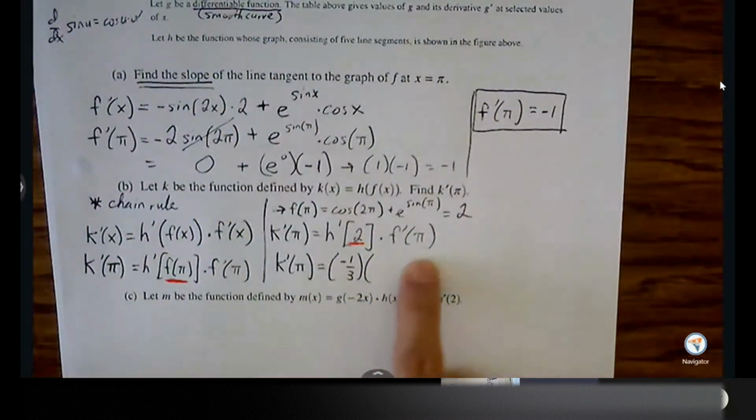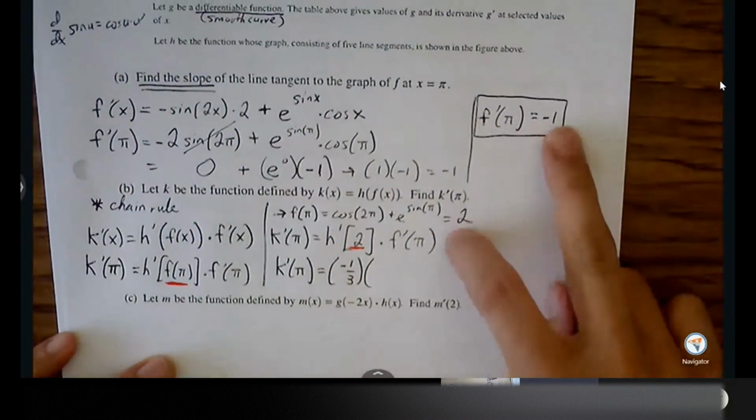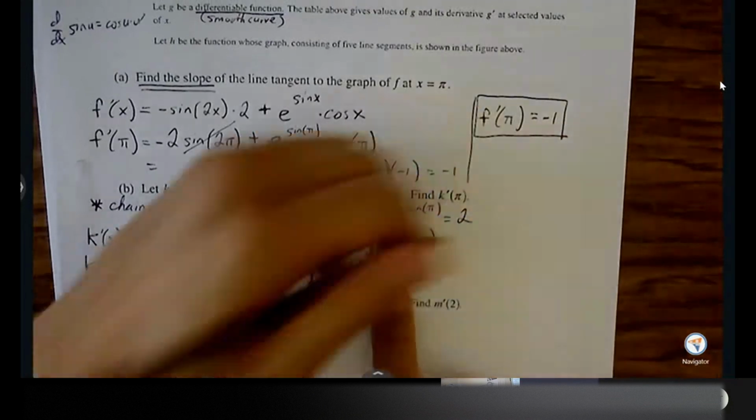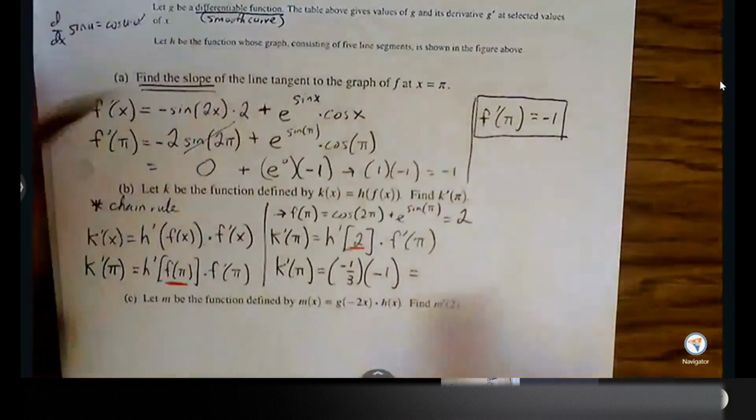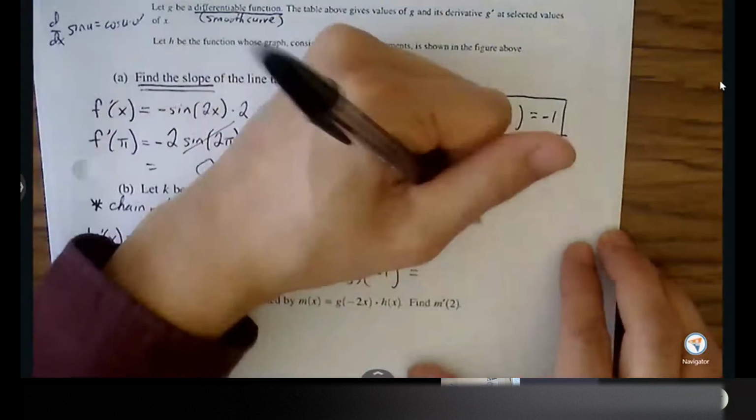And then f prime of pi, well, that's good. We can carry that over from part A. Negative 1/3 times negative 1 is a positive 1/3.